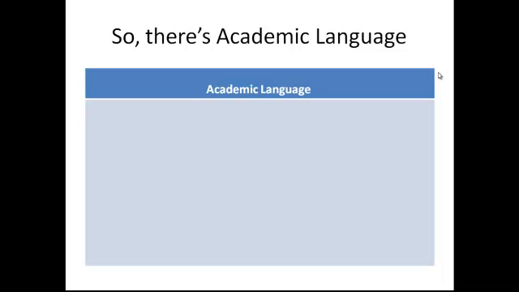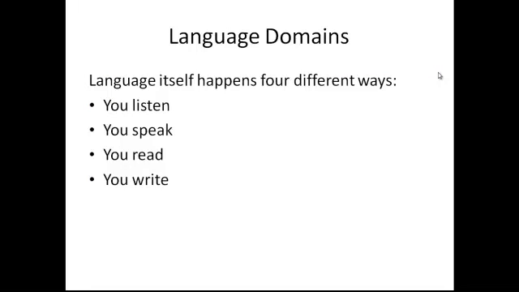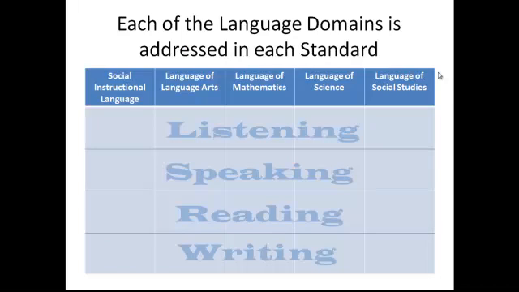Again, the core of English language development is to develop facility with academic language. Academic language is then divided into 5 standards representing the core disciplines as well as social instructional language. The language of all these standards is experienced and produced through the 4 domains: listening, speaking, reading, and writing. In the English language development, each domain and its features are addressed within each standard.